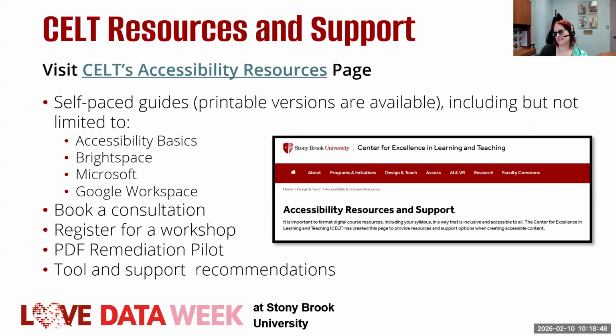We have self-paced guides, including printable versions. So if you are a handout person, or you like the click and follow as individual information is going at more of a bite-sized pace, we have both options available for you. We have topics including but not limited to accessibility basics, Brightspace, Microsoft, Google Workspace.